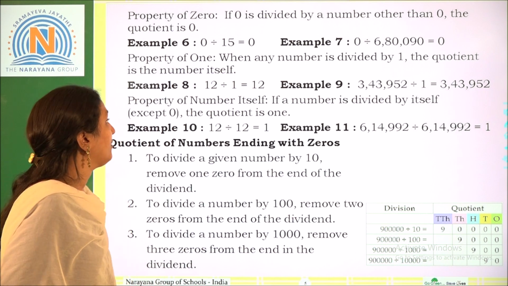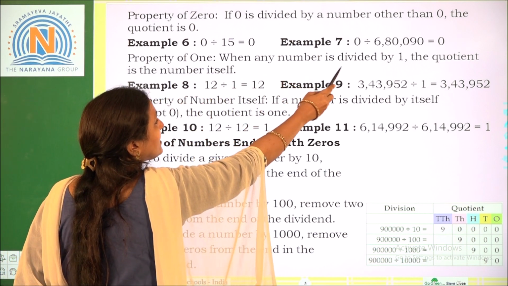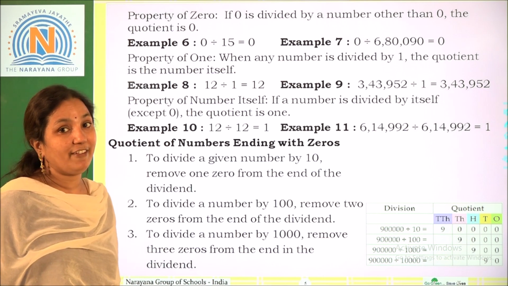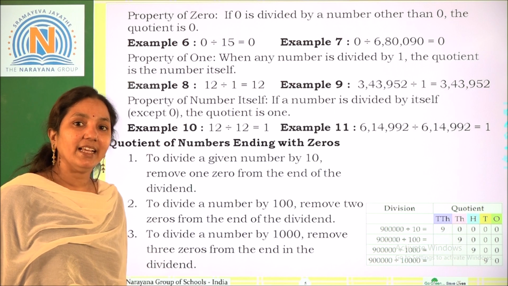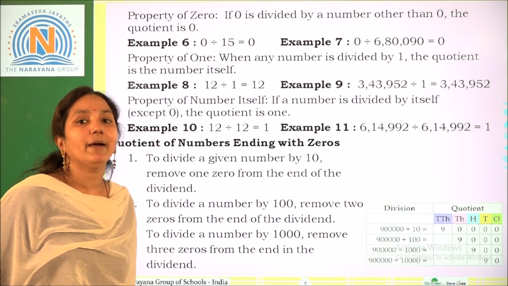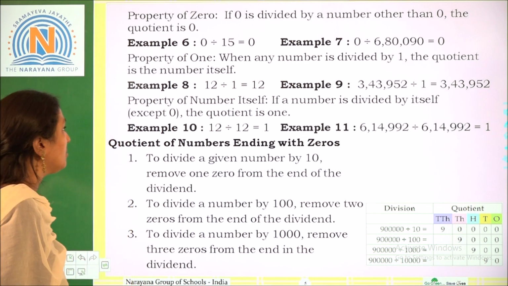When any number is divided by 1, the quotient is the number itself. See, property of 1. When any number is divided by 1, the quotient is the number itself. You will not get 1. Okay children, you will not get 1 as the quotient.